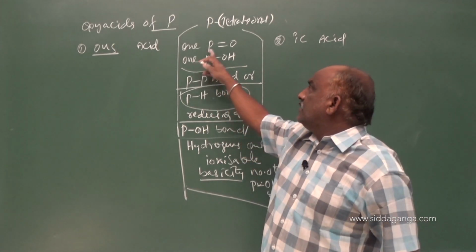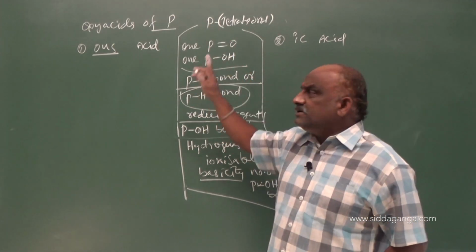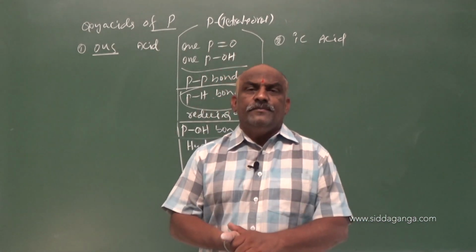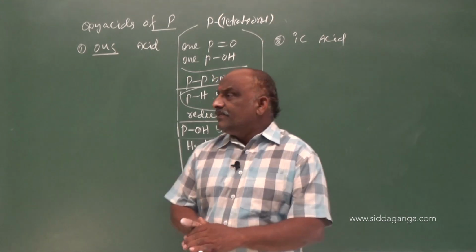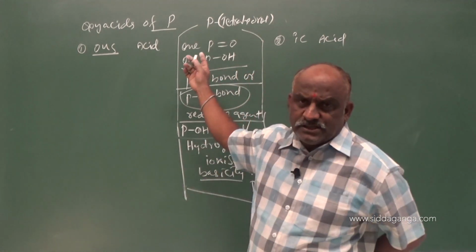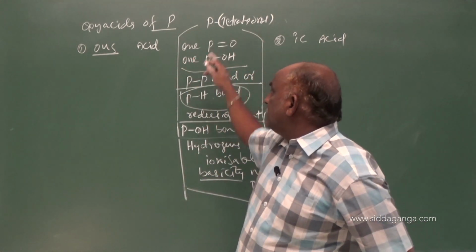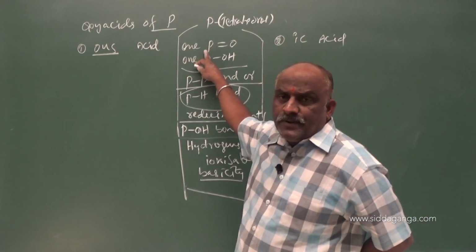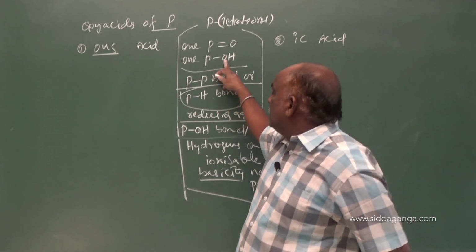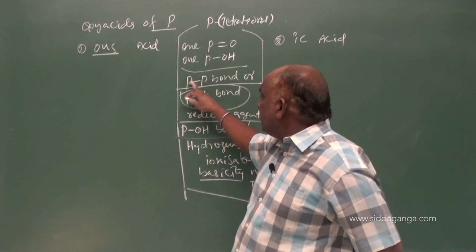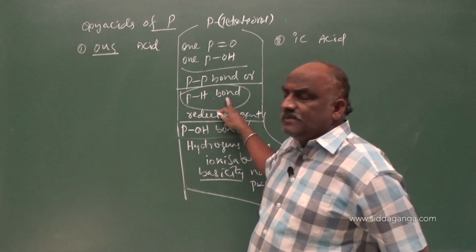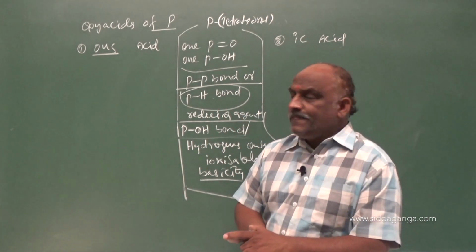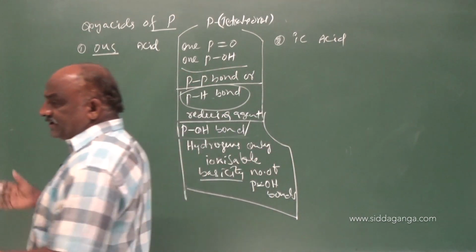So make a note, my dear students: in all oxyacid series, the phosphorus atom has tetrahedral geometry. While drawing the structure, it is mandatory to draw one P=O bond and one P-OH bond, and next, if required, we should also draw P-P and P-H bonds according to the oxidation numbers.